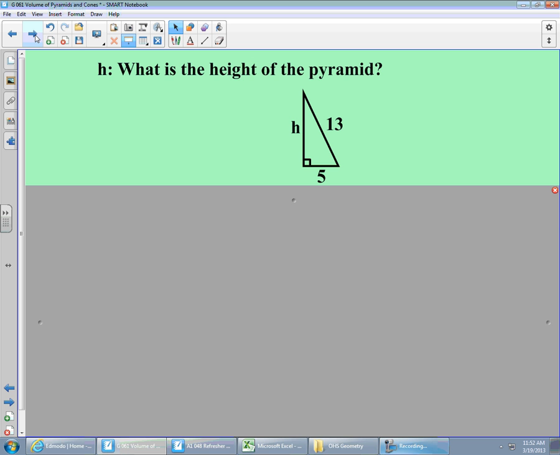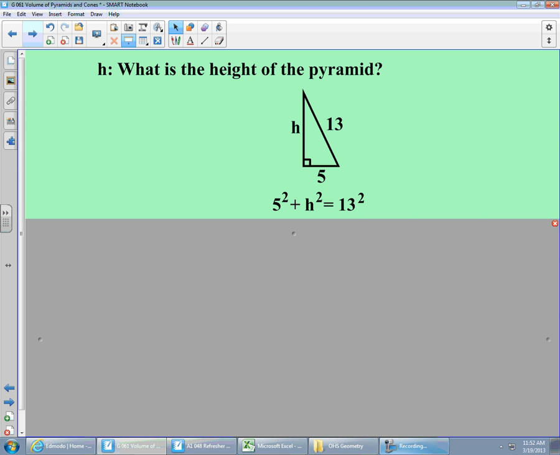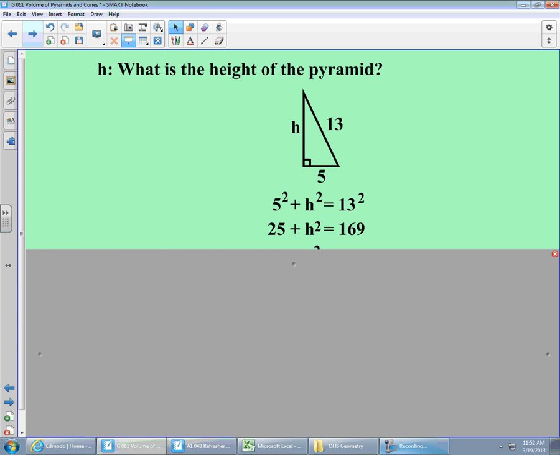And if you knew that, then great, good for you. If you did not know that, that's fine. You can still go through the math and work it out. So we've got 5 squared plus the height squared equals 13 squared. What's 5 squared? 25. How about 13 squared? 169, exactly right. We don't need this 25 attached to our height squared, so we subtract it to the other side. 169 minus 25 would leave you with 144.